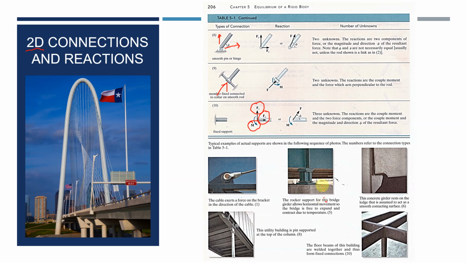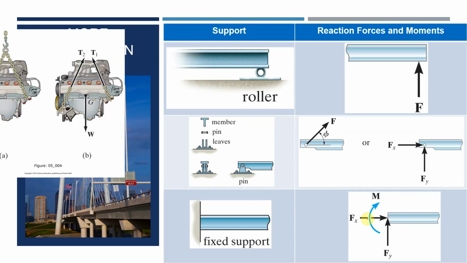So here's a cable. You can barely see the rocker. So this handles expansion joints. But this is just a girder resting on a ledge, which you consider to be a smooth, frictionless surface. Pin support right here, and these are all fixed connections, welded together. And if you're not careful like I was, something can break. A roller, fixed, a pin.